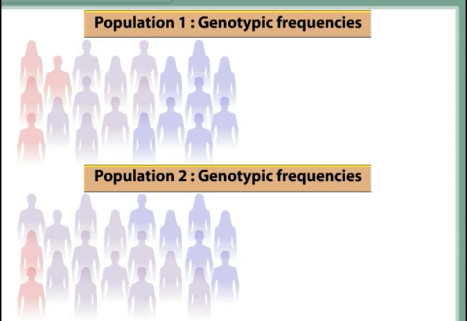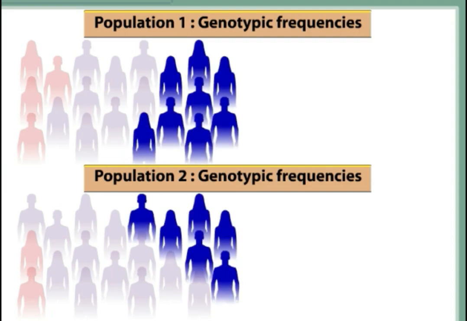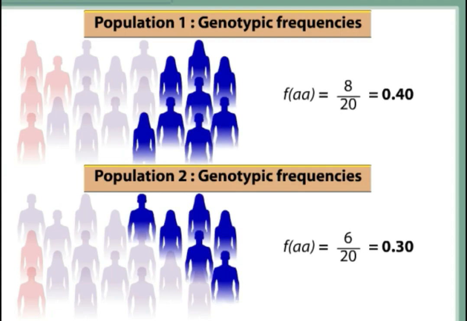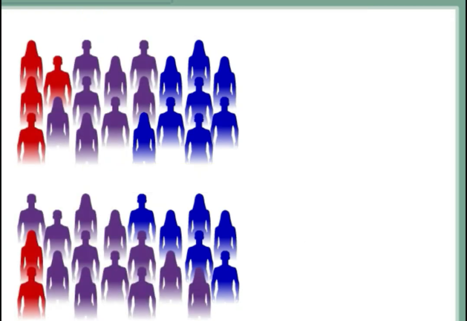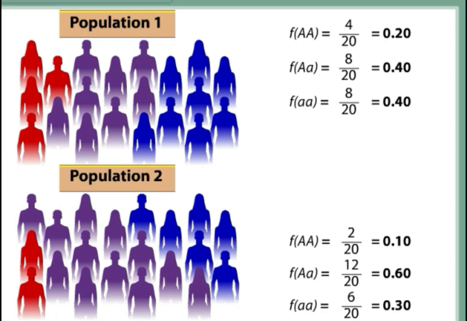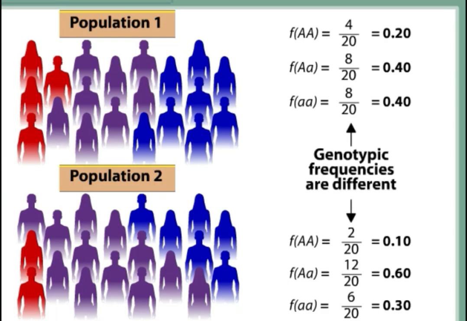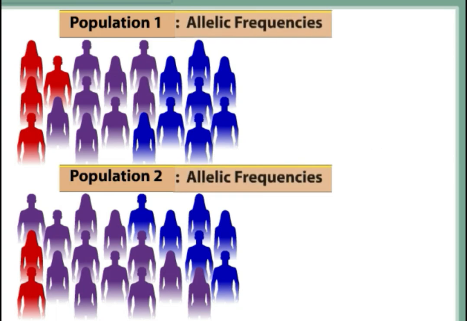Little a homozygotes, in blue, are present at a frequency of 0.4 in population 1 and 0.3 in population 2. Note that the genotypic frequencies of the body color locus in these two populations are different. This is not the case for the allelic frequencies.